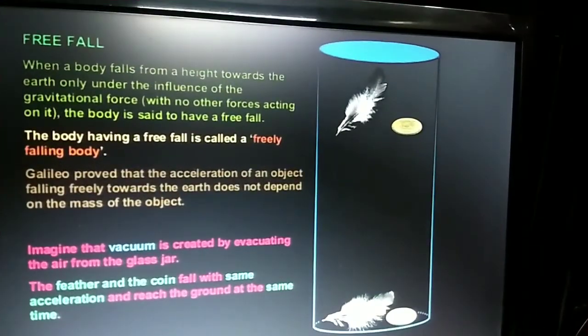What do you mean by free fall? When a body falls from a height towards the earth only under the influence of the gravitational force with no other forces acting on it, then the body is said to have a free fall.